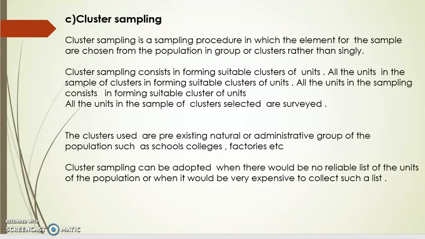Cluster sampling. Cluster sampling is a sampling procedure in which the elements for the sample are chosen from the population in a group or cluster rather than singly. Thus, instead of taking items individually, the sample is taken from a group or cluster of the population. That is cluster sampling. And cluster sampling can be adopted when there is no reliable list of units of the population.